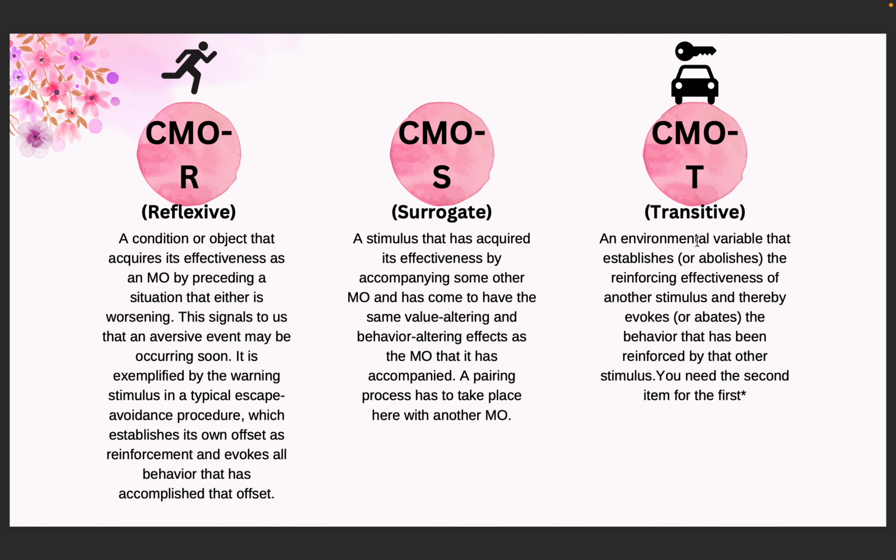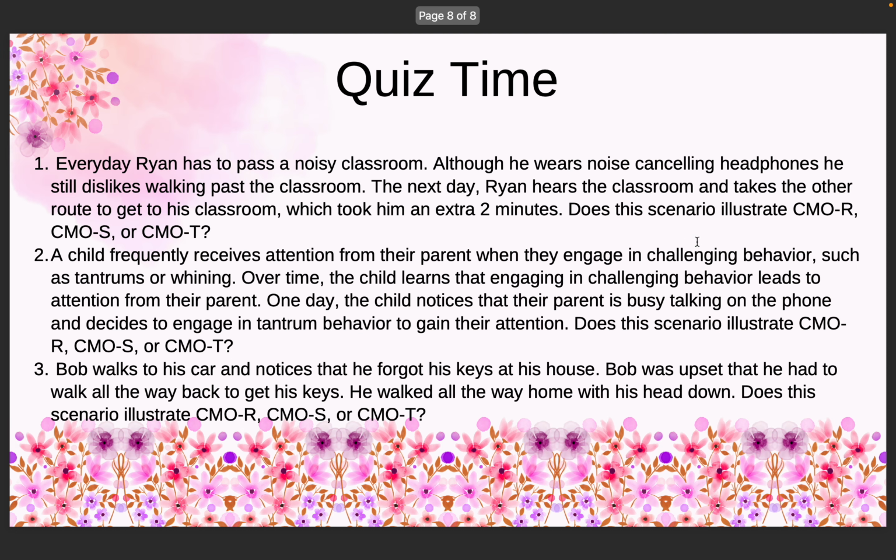So that's the difference between the three. So CMO-R is running from something adversive, surrogate is this pairing process, and then our transitive is needing a second item in order to access the first one. So let's see if we can kind of pick these apart and see the three differences within scenarios. Number one, every day Ryan has to pass a noisy classroom. Although he wears noise-canceling headphones, he still dislikes walking past the classroom. The next day, Ryan hears the classroom and takes the other route to get to the classroom, which took him an extra 2 minutes. Does this scenario illustrate CMO-R, S, or T?